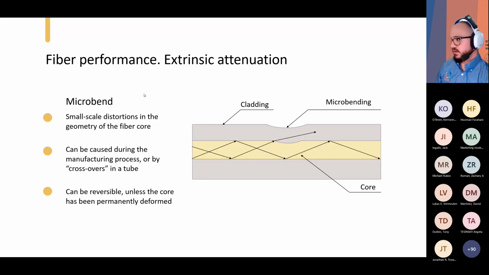Microbends are very, very small scale. Inside the cable, the fibers are all in the tube together and bunched up, and if some of them are crossed over and putting pressure on another, it can cause bending in the cladding, which can push on the core. Other things that can cause microbends are improper coating on the cladding and other much smaller scale things.